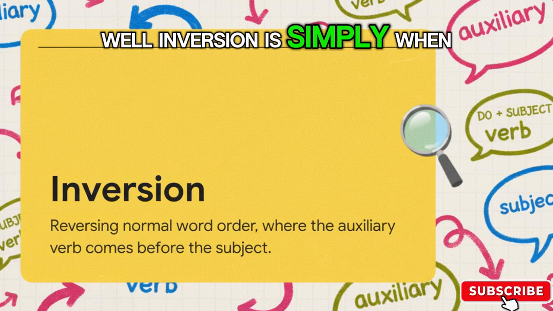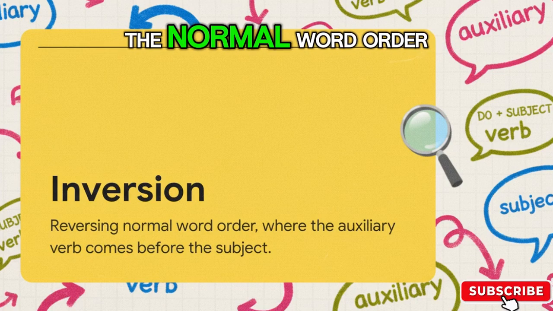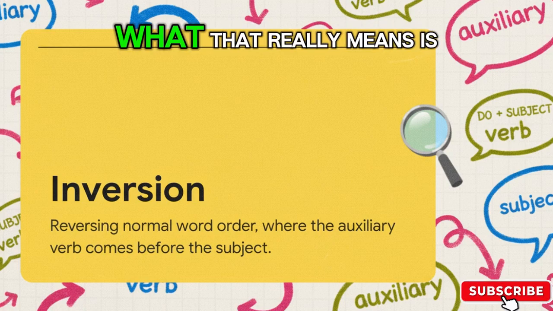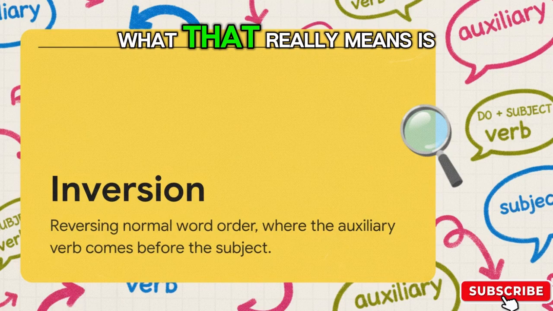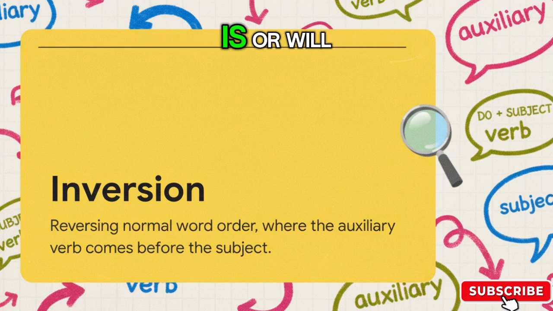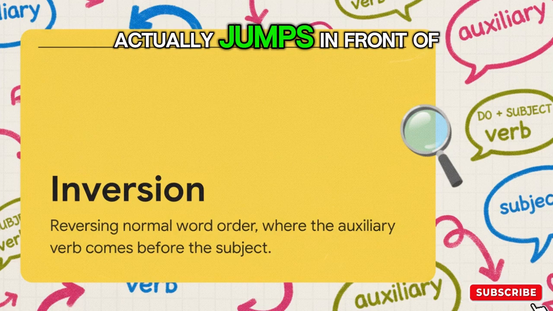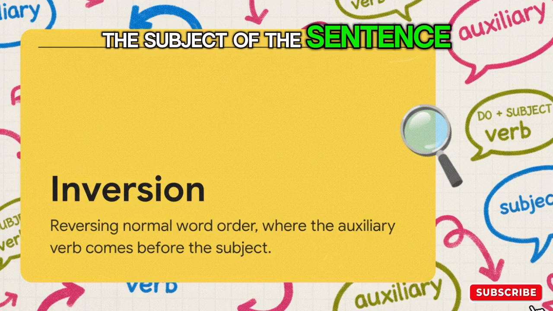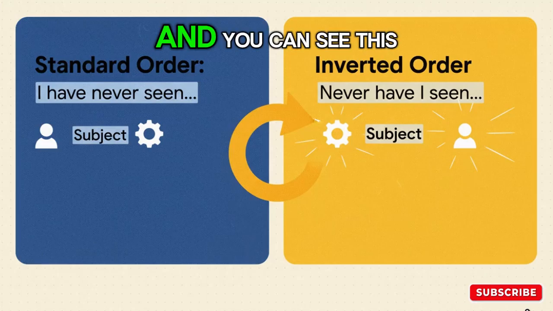Well, inversion is simply when you reverse the normal word order. What that really means is the helping verb, words like have, do, is, or will, actually jumps in front of the subject of the sentence. And you can see this flip right here.